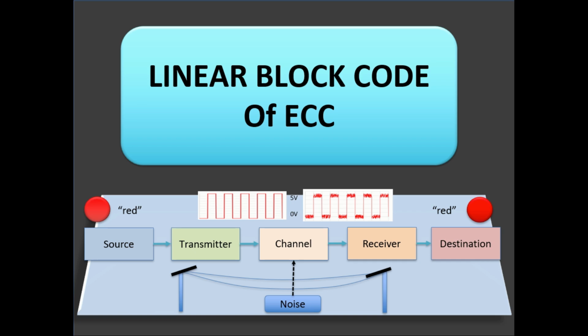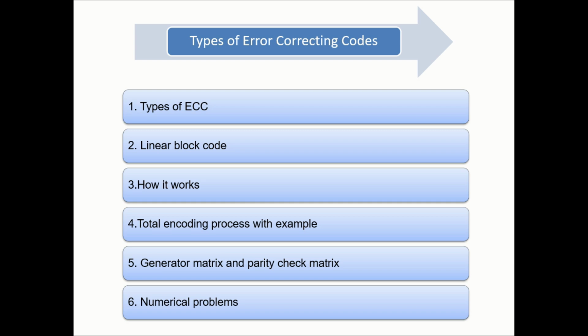In this session we will cover the following topics. First, we will begin with the types of error correcting code to understand how they are classified. Second, we will discuss the linear block code, one of the widely used techniques in digital communication. Third, we'll explore how linear block coding works to detect and correct errors in transmitted data. Fourth, we will go through the complete encoding process with a simple example to help you grasp the concept clearly.